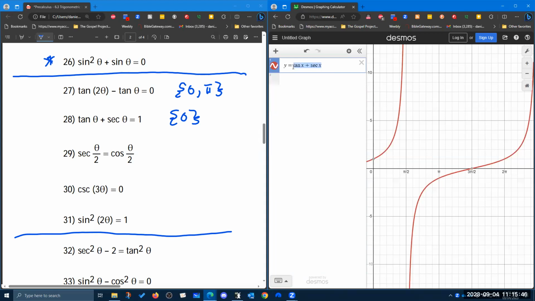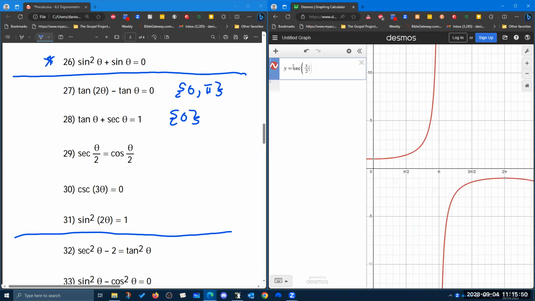Now let's look at secant of x over 2 minus cosine of x over 2. And we're looking for the zeros there because of the way that I've set it up. So I've got a 0 at 0, and I've got a 0 at 2 pi, but I'm not allowed to include 2 pi as an answer. So there it is.